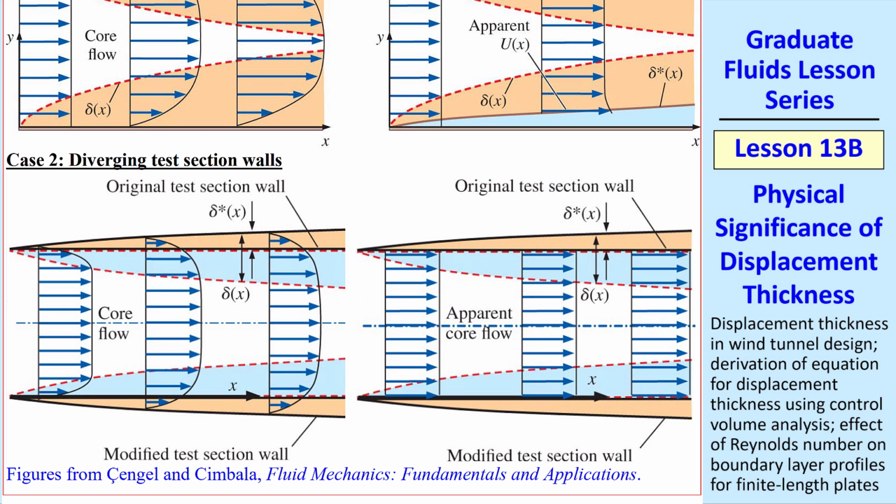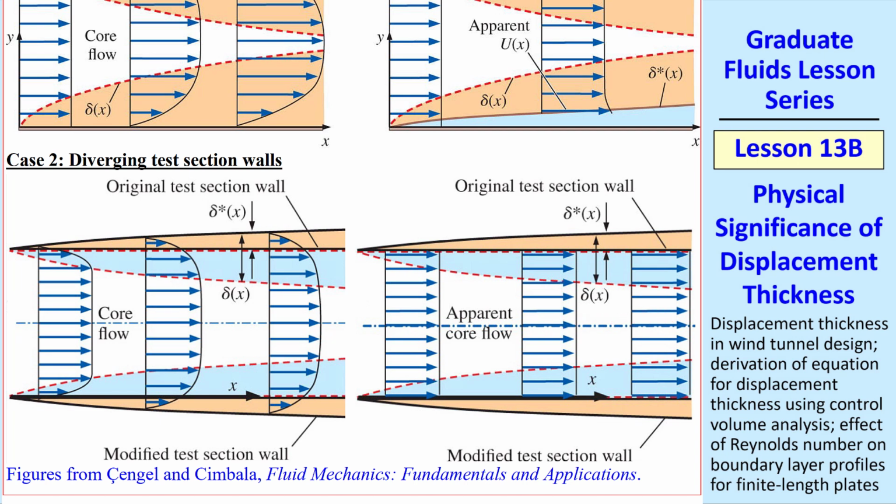If you diverge the test section walls, as shown here where this is the actual new wall, it's diverged from the horizontal. The real flow will look something like this, where the boundary layers still don't carry their fair share of the flow, but because the walls diverge, the core flow, if you do it right, remains constant speed. Here's the same thing with the idealized frictionless case, where we pretend that the wall has a thickness of delta star, so the effective wall is flat and capital U is constant.